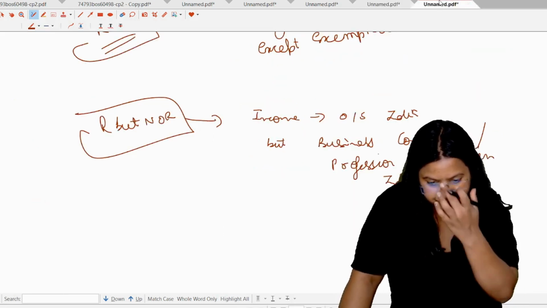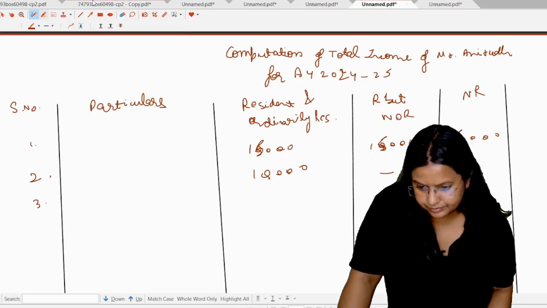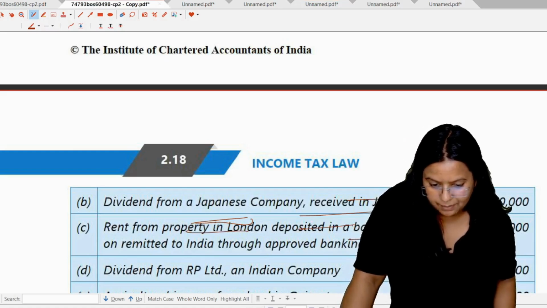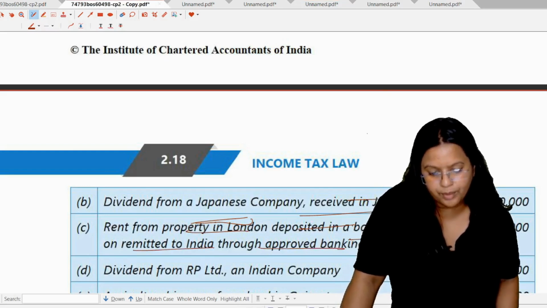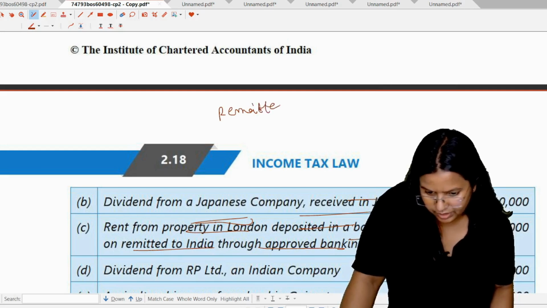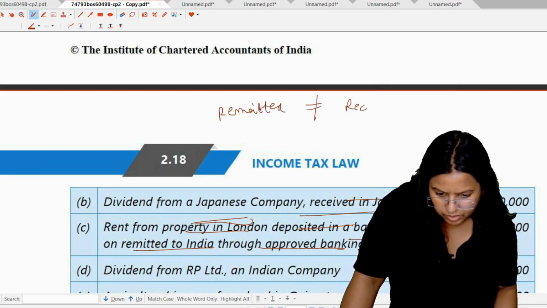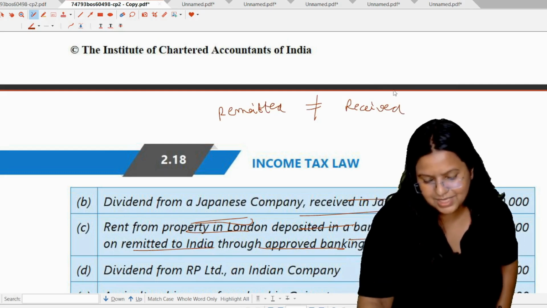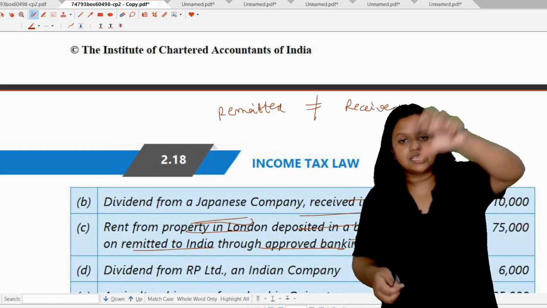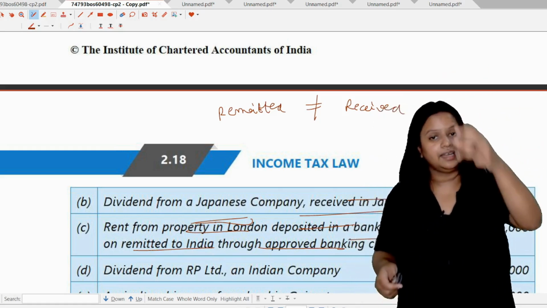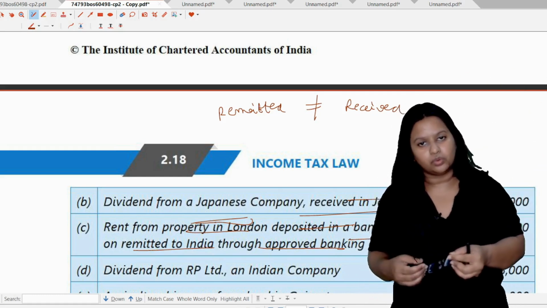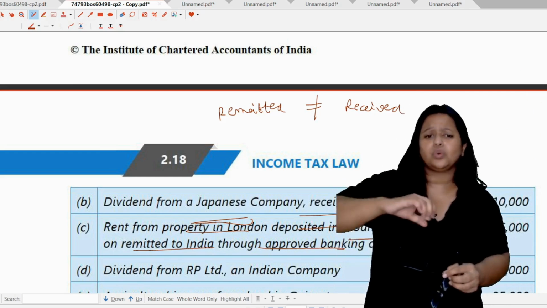Third point is rent from property in London deposited in a bank in London, later on remitted to India through approved banking channels. Remitted does not mean received. Remitted is not equal to received. Many students misinterpret this. Remitted means that it has been received in London, but later on Mr. Anirudh transferred the amount to the Indian bank account. So this is not the receivable point. This is actually only a transfer.